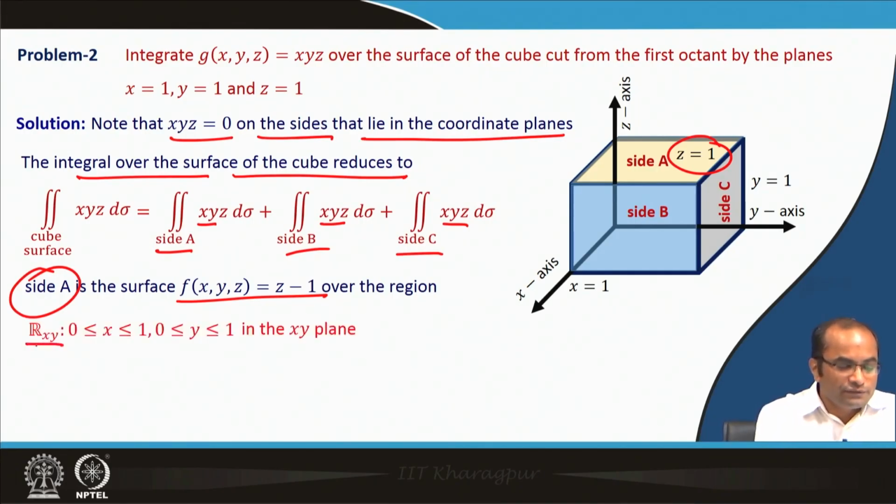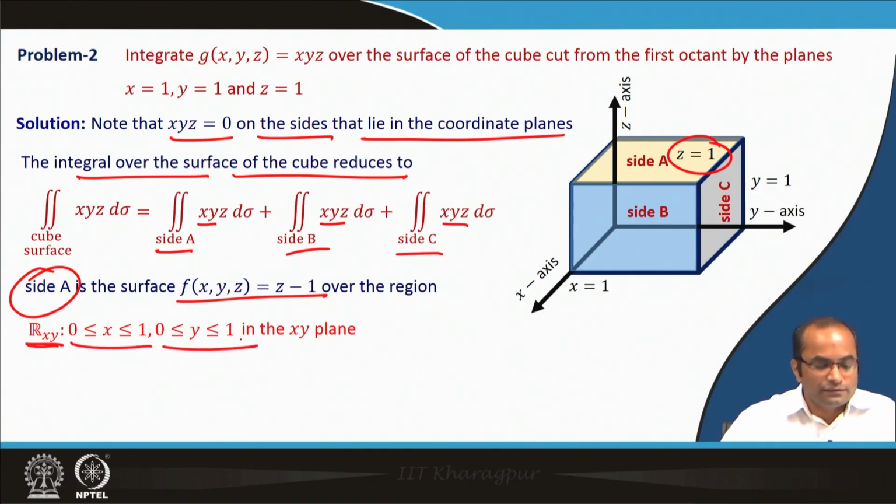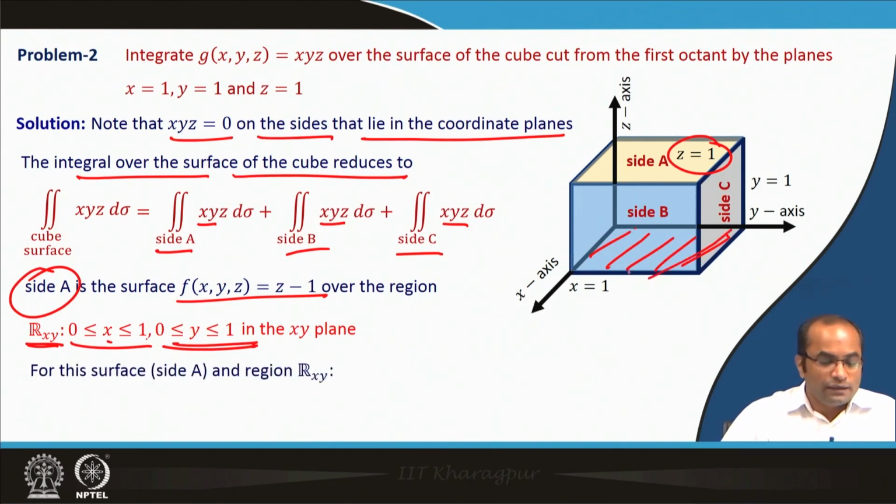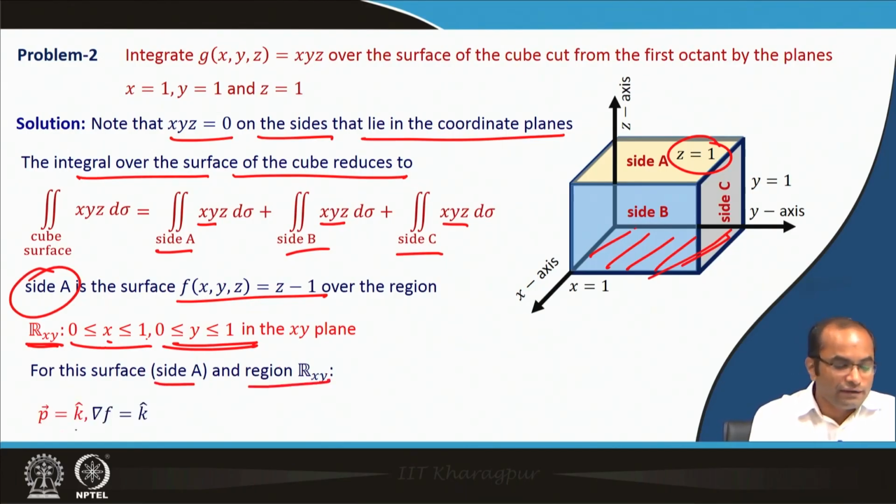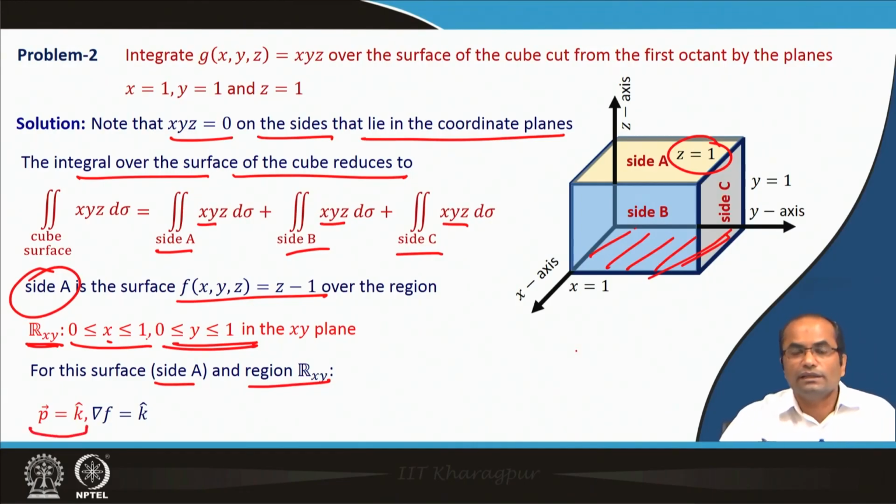So, if we project this on the x y plane, we will have again this square, where x will vary from 0 to 1, and y will also vary from 0 to 1. So, that will be the projection of that on this x y plane. And for this surface, the side A and the region, we have p is k, because we have the projection on the x y plane.